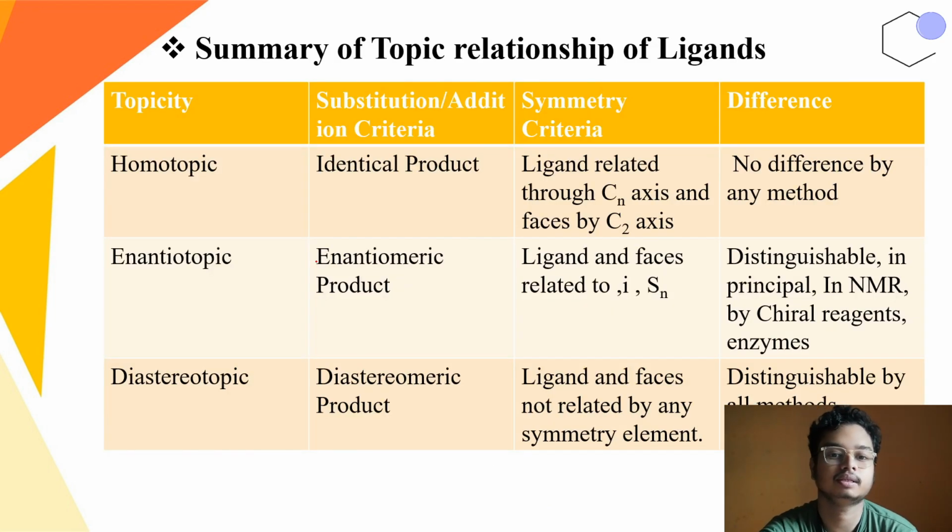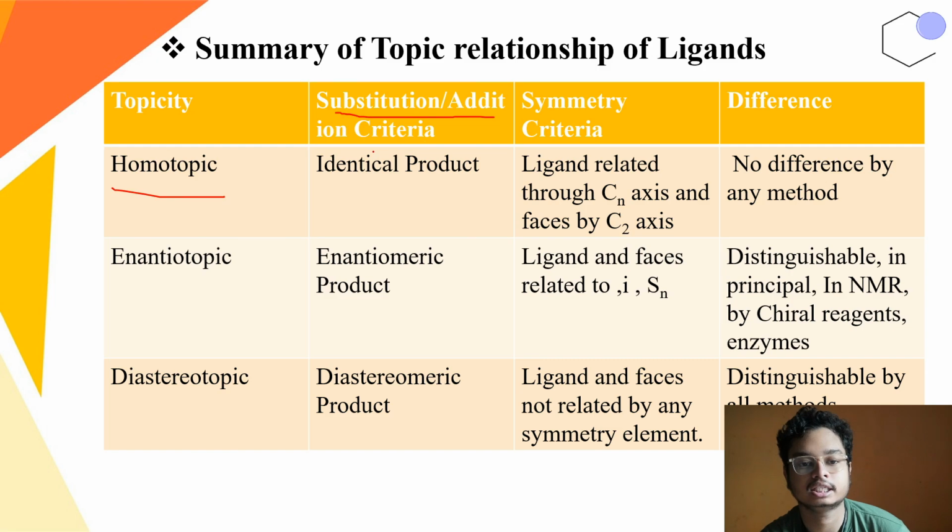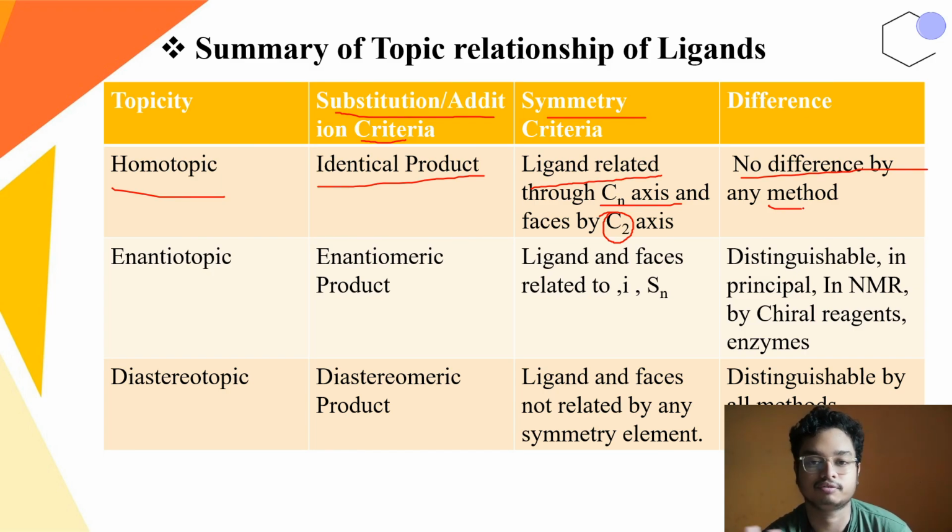Now, let us talk about the summary of the topic relationships. If homotopic, then after doing substitution or addition criteria, we get an identical product. The symmetry is that the two hydrogens can be related through a Cn axis or C2 axis. There will be no difference, since identical products are observed. In the enantiotopic case, after the substitution or addition criteria, we get enantiomeric products. The symmetry is that the ligands are related by an inversion center or sometimes a plane of symmetry, sigma, so we can say the ligands are enantiotopic in nature.